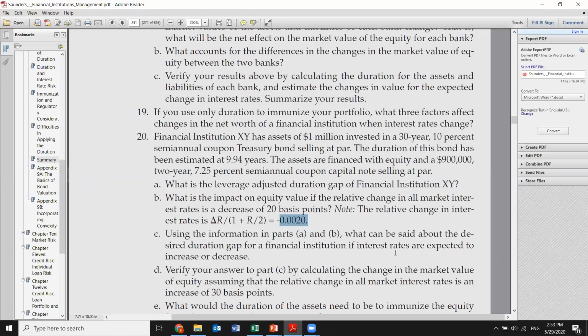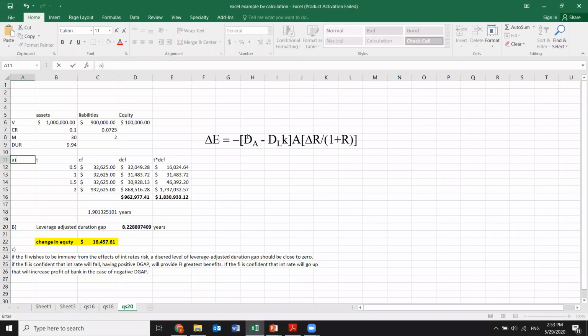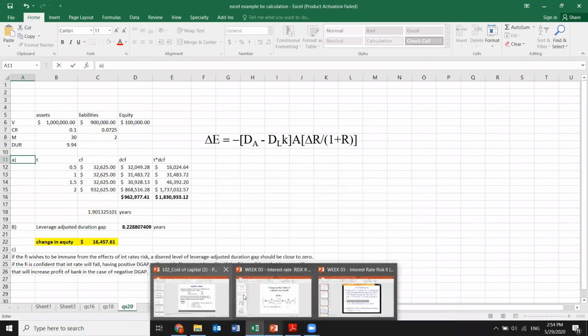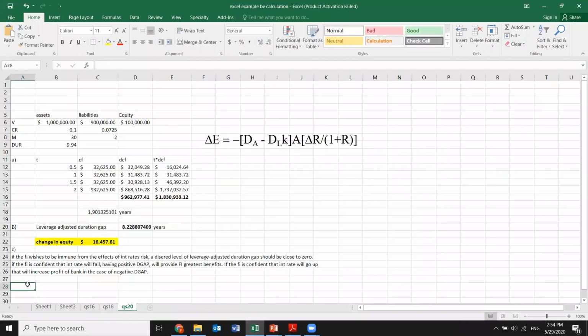And we said, if you remember, that change in equity is affected by three components, okay? These are the three components in Excel. The first component is the leverage adjusted duration gap, then the asset size, and the interest rate shock or relative change in interest. So these three components affect the equity, the net worth or the value. So now we can proceed with the formulation, part D. We just need to substitute everything into the formula.